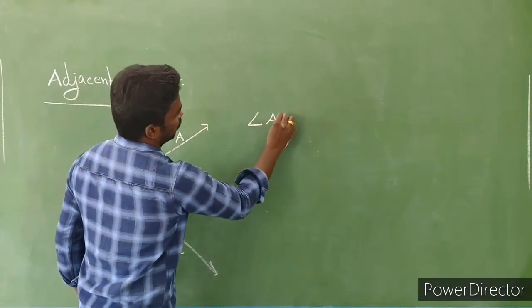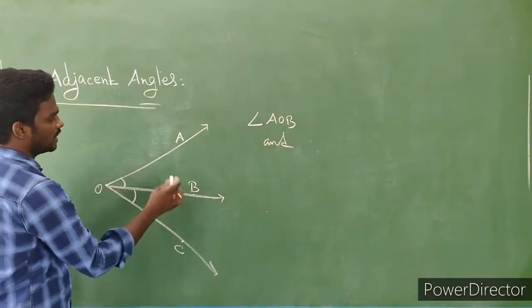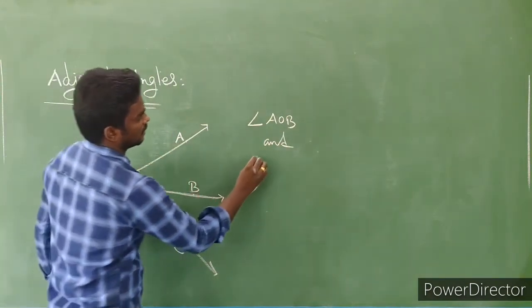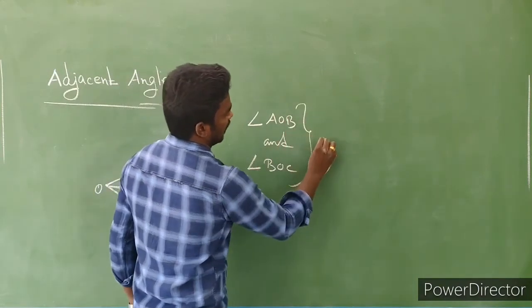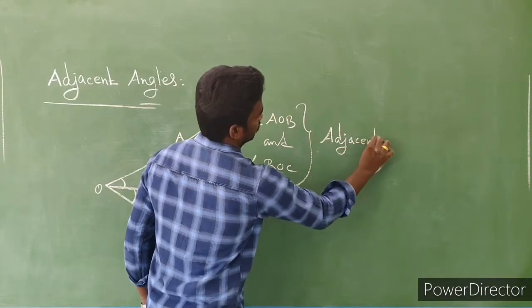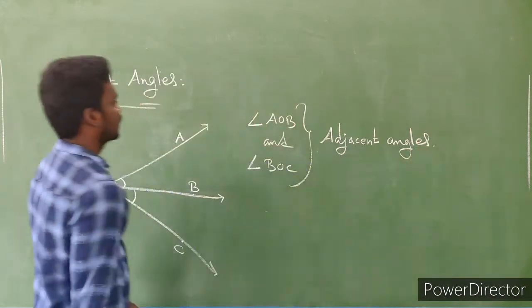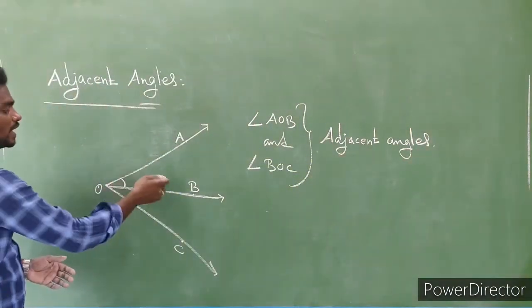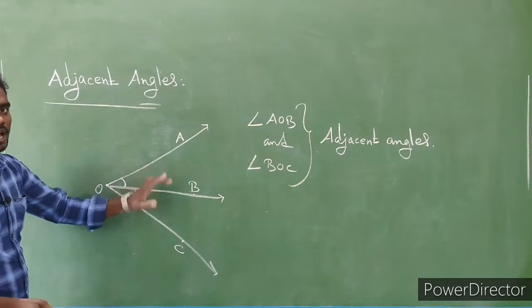Here angle AOB and angle BOC are called what? Adjacent angles. What is adjacent angles? When two angles have the common vertex point and common arm, they are called adjacent angles.